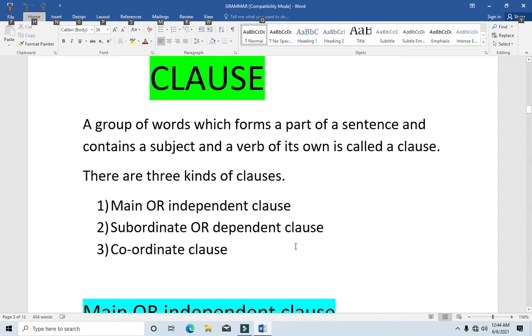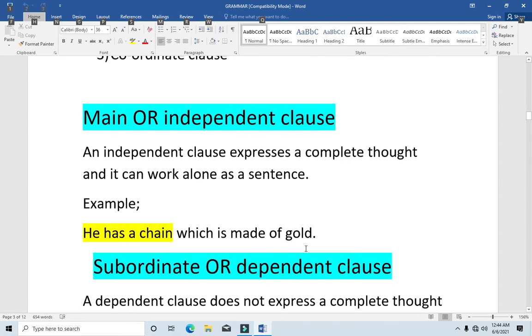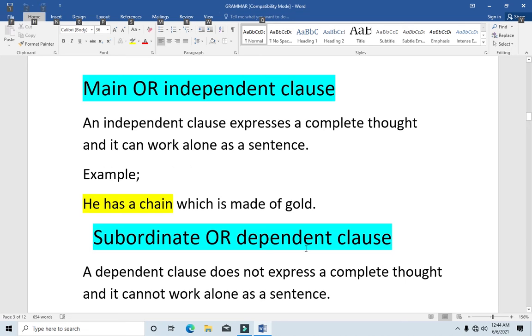Now the other topic is clause. Definition: a group of words which form a part of a sentence and contain a subject and a verb of its own is called a clause. So there are 3 kinds of clause. The first one is main or independent clause. The second is subordinate or dependent clause. The third is coordinate clause. Now we are going to discuss one by one.